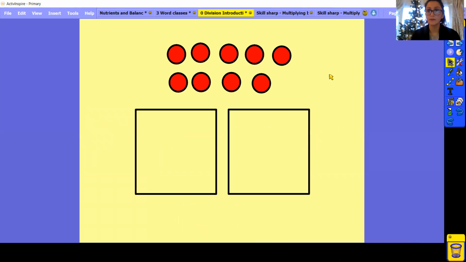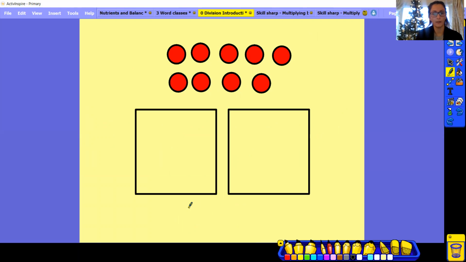If you want to have a quick pause and have a go at this, you can do it on a sheet or a piece of paper at home. We've got our whole here. Let's double check. We've got 1, 2, 3, 4, 5, 6, 7, 8, 9. So our whole is the 9.